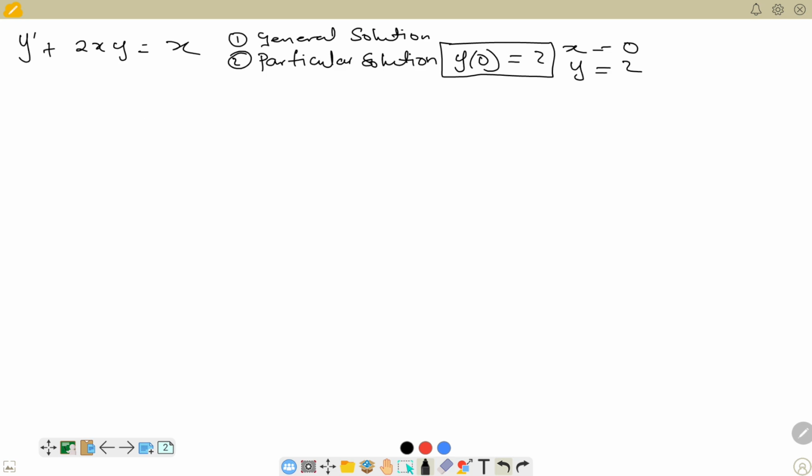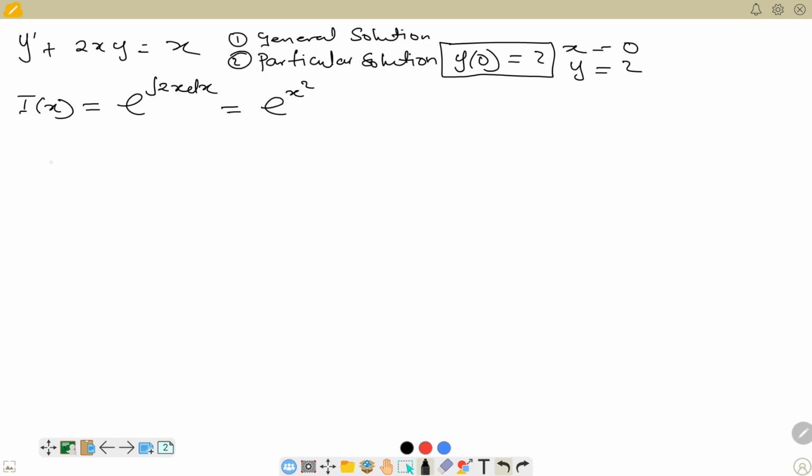We can start by finding the general solution here. We start by finding the integrating factor, which is e to the power integral of 2x dx. Then it's equal to e to the power, when we integrate 2x, we get x squared. That one, we leave as it is. We cannot bring it down because we do not have a natural log.